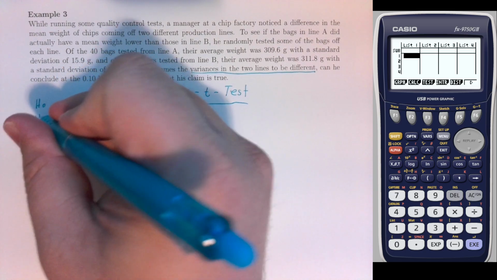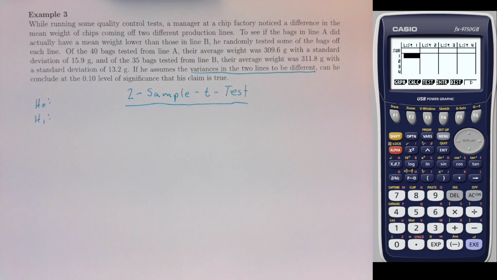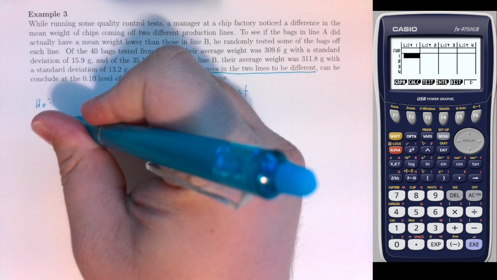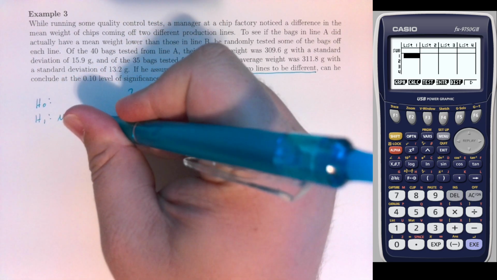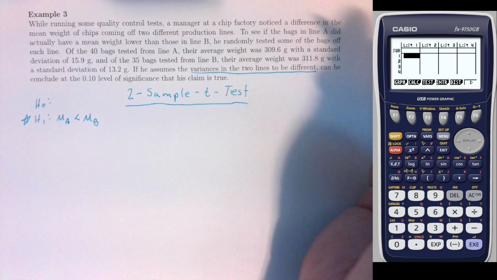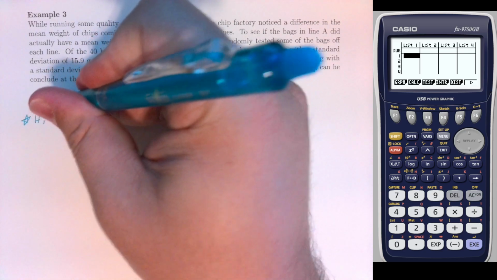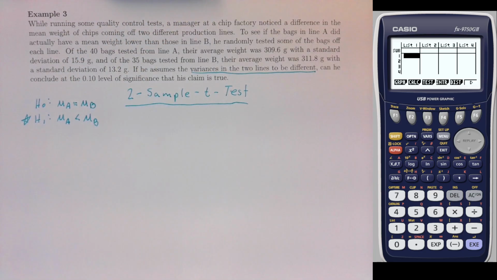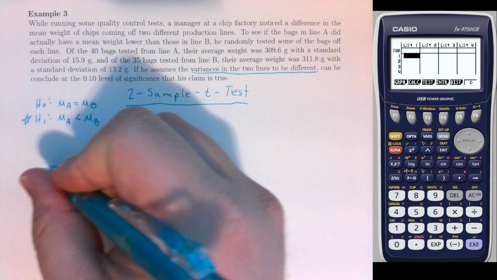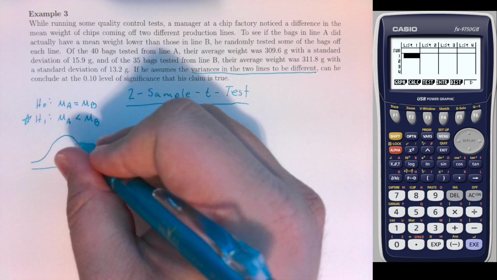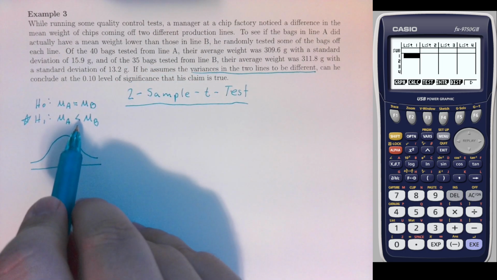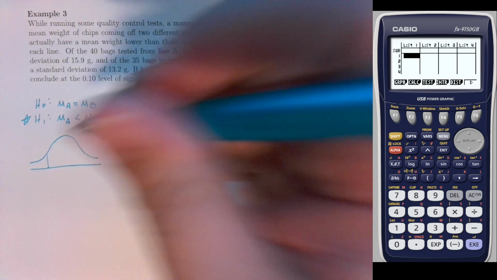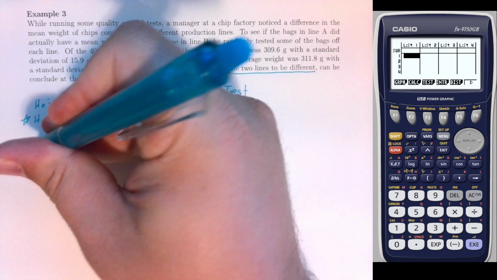So then the null and alternative hypotheses. Well, the claim is that the mean weight from line A is less than the mean weight of line B. So that'll be our alternative hypothesis. Then our null hypothesis will be mu A equals mu B. Since it's a t-test, it's going to be a t-distribution. And since the alternative is less than, it's a left-tailed test, and our level of significance was 0.10, so the area to the left is 0.10.